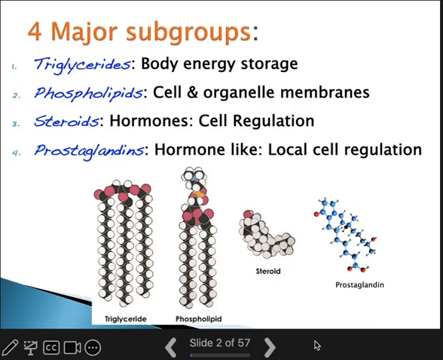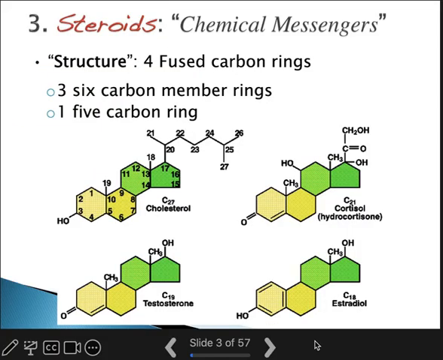So in the last lecture, we were visiting lipids, and we talked about the fact that there are 4 major subgroupings of lipids. We finished looking at triglycerides and phospholipids, and now we're going to spend a little bit of time on our steroids and prostaglandins. So steroids and prostaglandins are both cell signalers, so we can look at steroids as being these amazing chemical messengers.